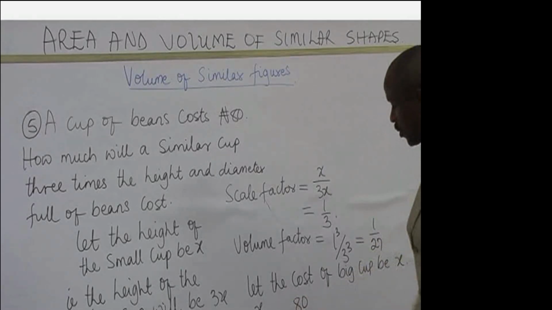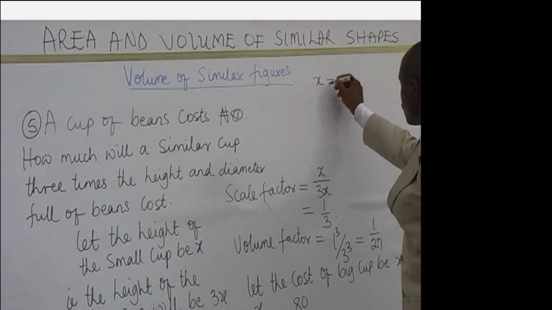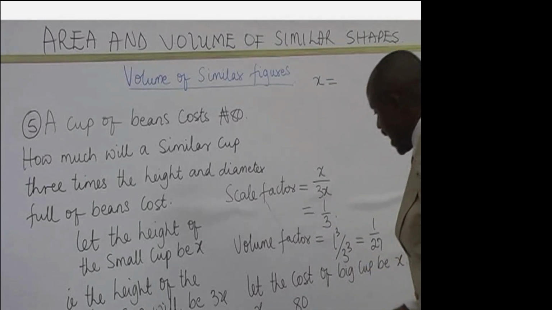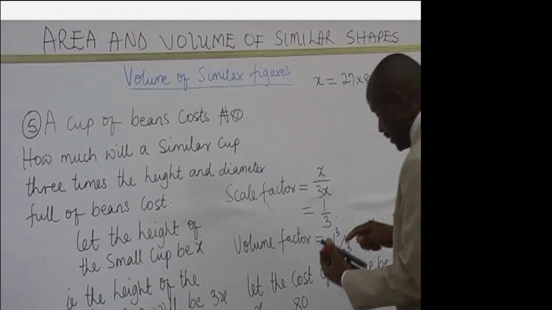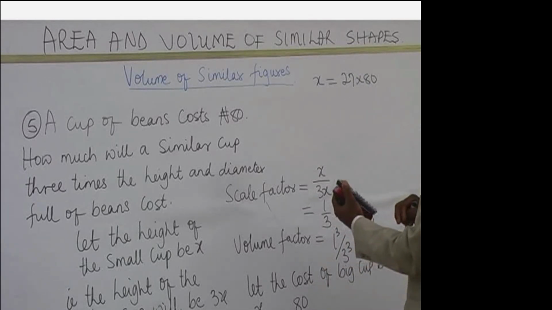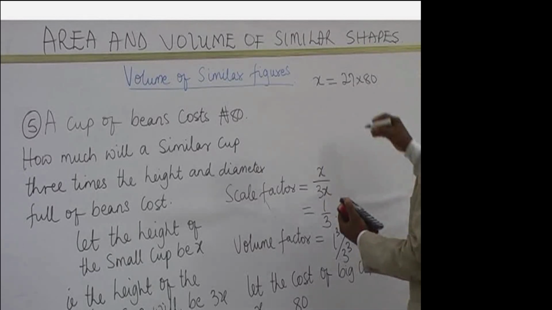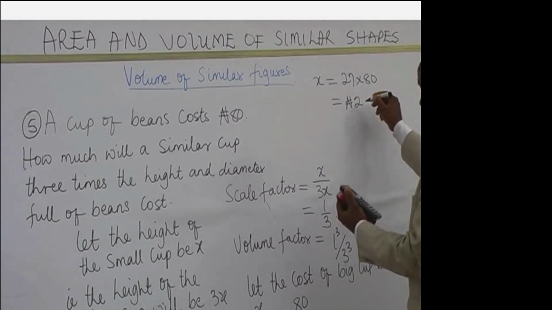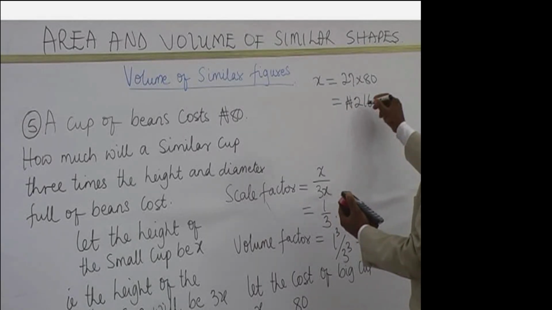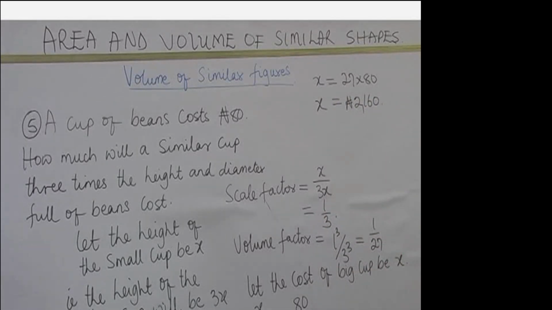With this relationship, if you cross multiply, you discover that X times 1 will give you X. And it's going to be equal to 27 times 8. Let's find 27 times 8. X is 216 naira. And that answers that question.